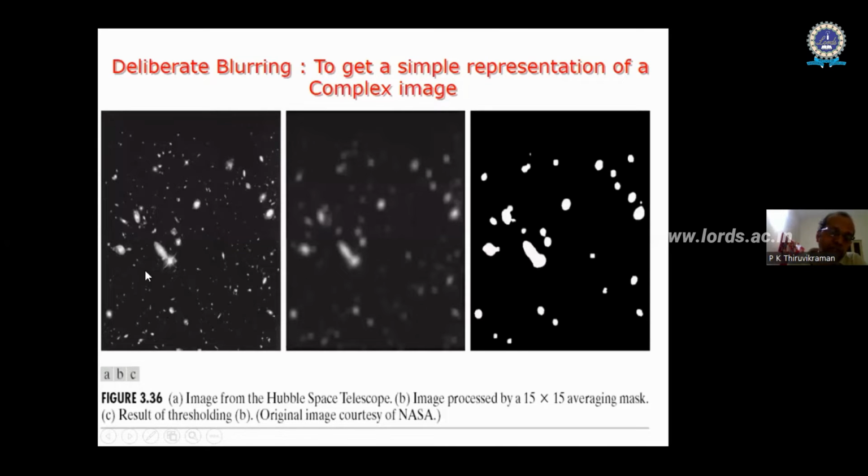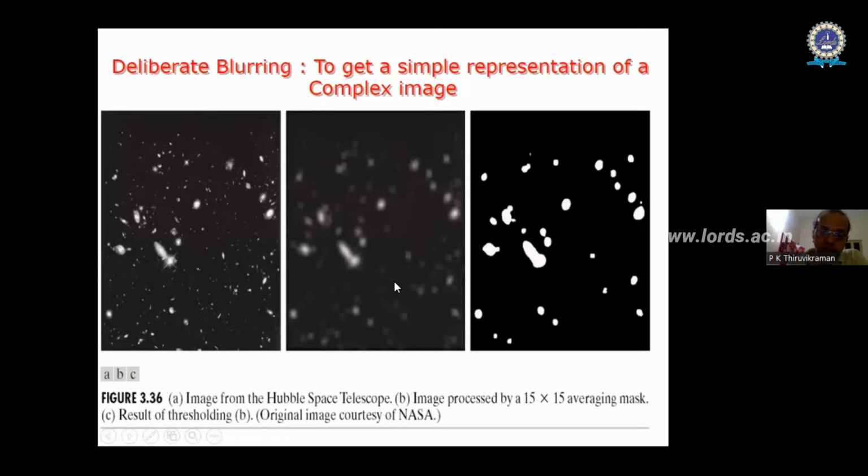Now let's say I'm interested only in the bigger objects. That means I want to count only the bigger objects. Let's say I have a counting algorithm, but it is going to get confused by the smaller objects. It should not count the smaller objects. So the best thing to do is to simply wipe them out. How to wipe them out? You can use an averaging mask. There are further operations called thresholding, which I will not go into. First, when you do averaging, it gets blurred.